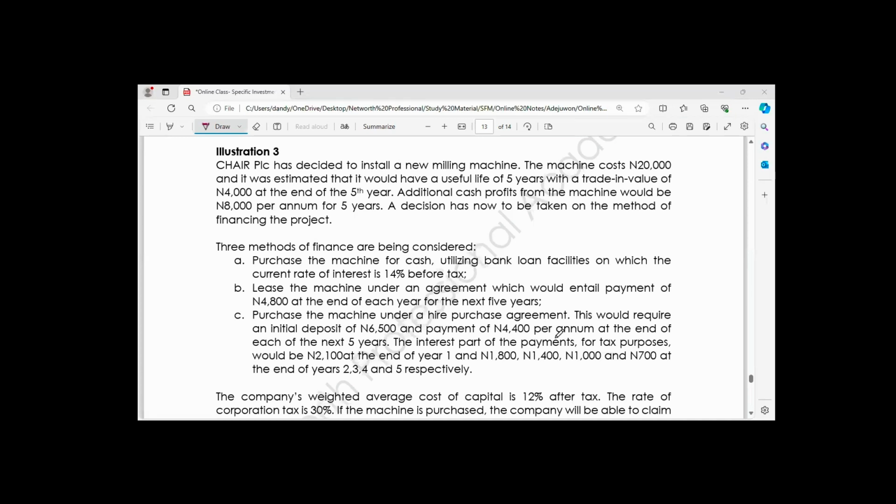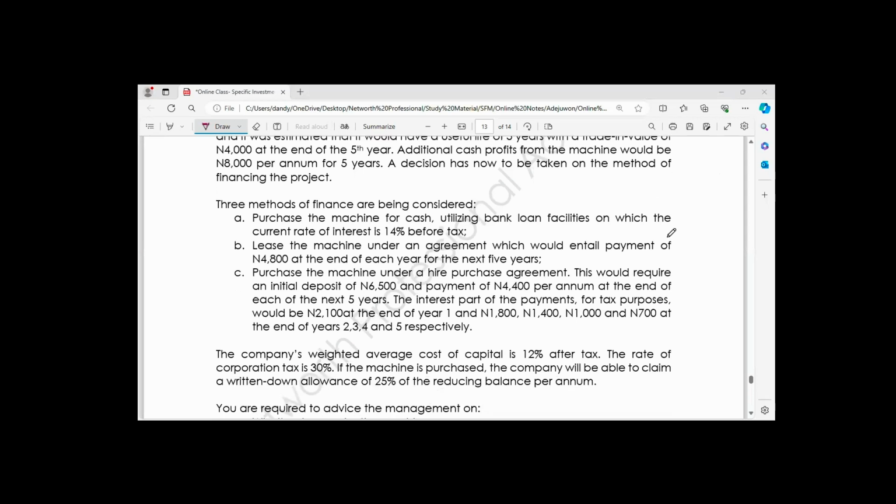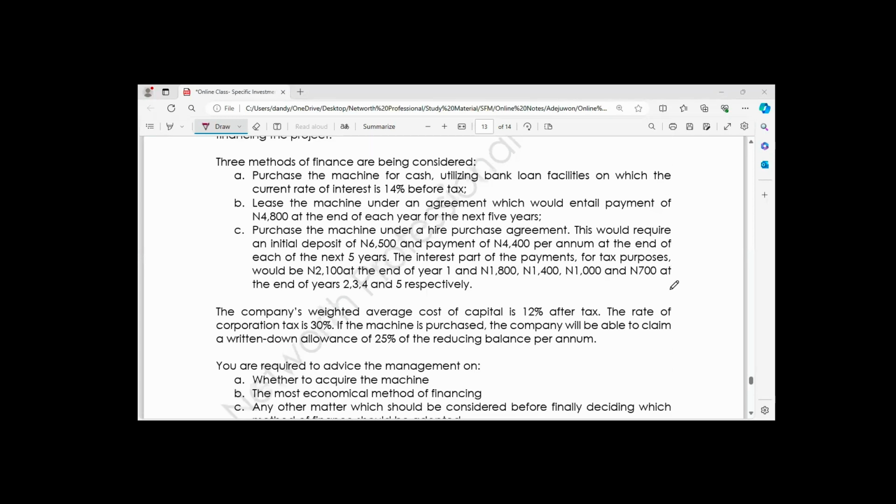A, purchase the machine for cash, utilizing bank loan facility on which the current rate of interest is 14% before tax. B, lease the machine under an agreement which could entail payment of 4,800 at the end of each year for the next 5 years. C, purchase the machine under a hire purchase agreement. This could require an initial deposit of 6,500 and payments of 4,400 per annum at the end of each of the next 5 years. The interest portions of the payments for tax purposes would be 2,100 at the end of year 1, and 1,800, 1,400, 1,700 at each of the years 2, 3, 4, and 5 respectively.